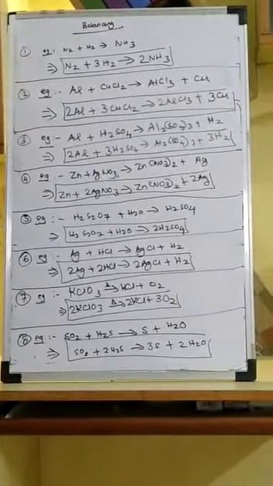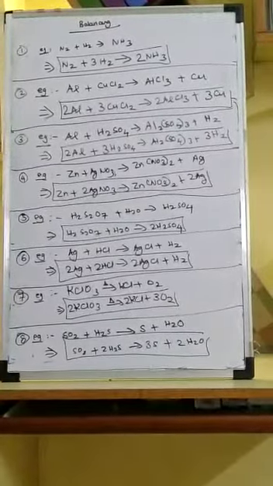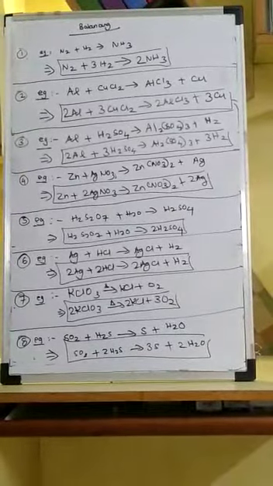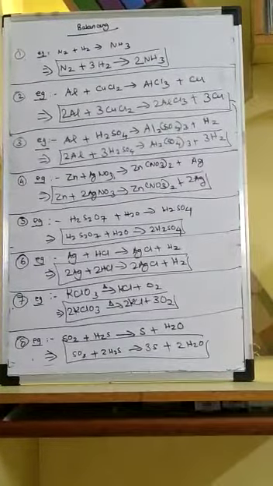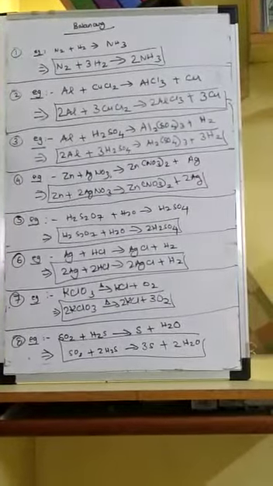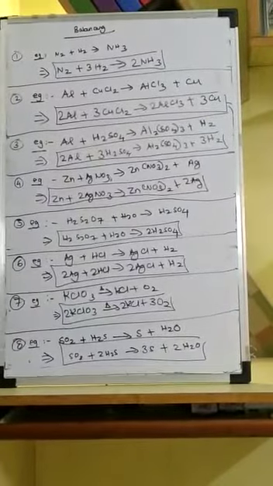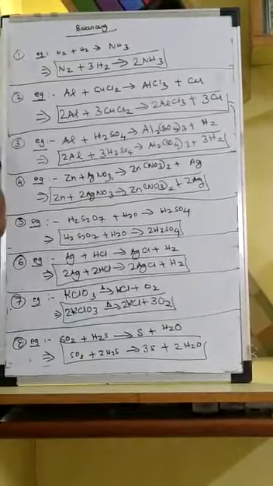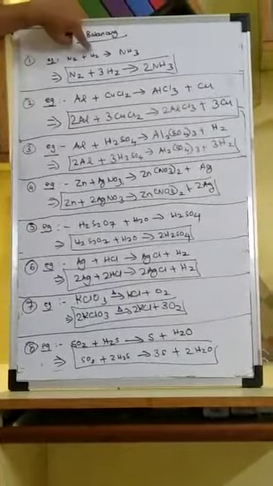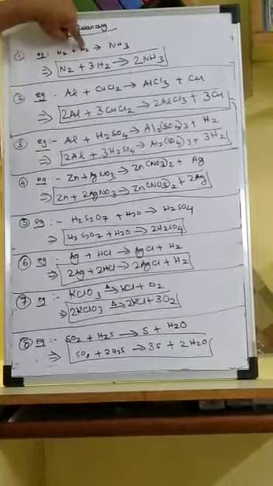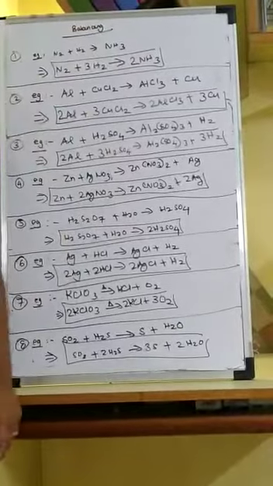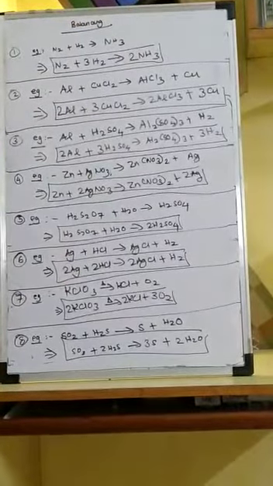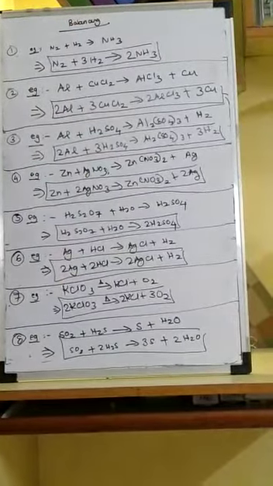If I have nitrogen and hydrogen reacting to give me ammonia, on the left hand side there are two atoms of nitrogen, two atoms of hydrogen. On the right hand side, one atom of nitrogen, three atoms of hydrogen. So let's take it one by one. First, there are two hydrogens on the LHS, there are three hydrogens on the RHS. What is the common factor between 2 and 3? 2 3s are 6, 3 2s are 6.